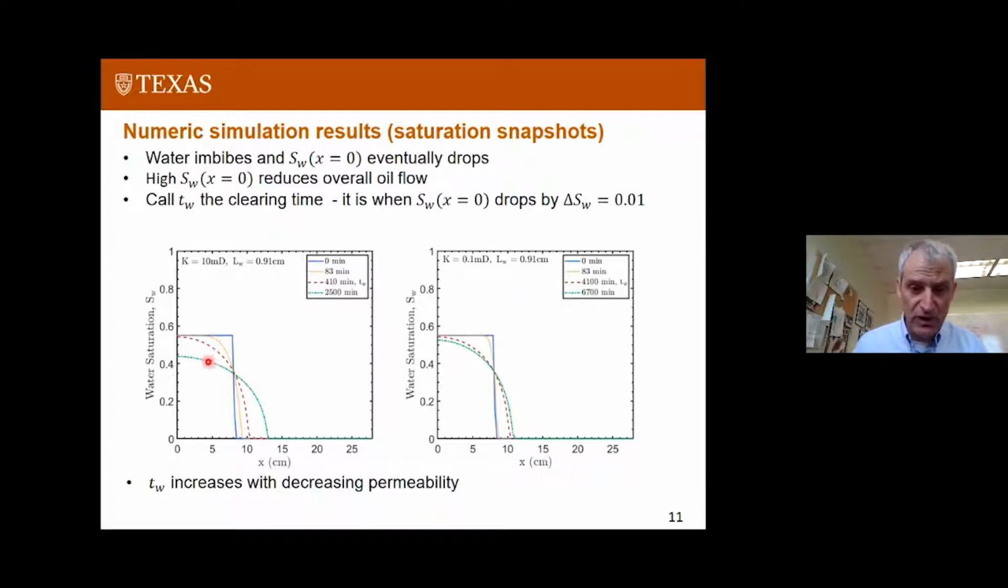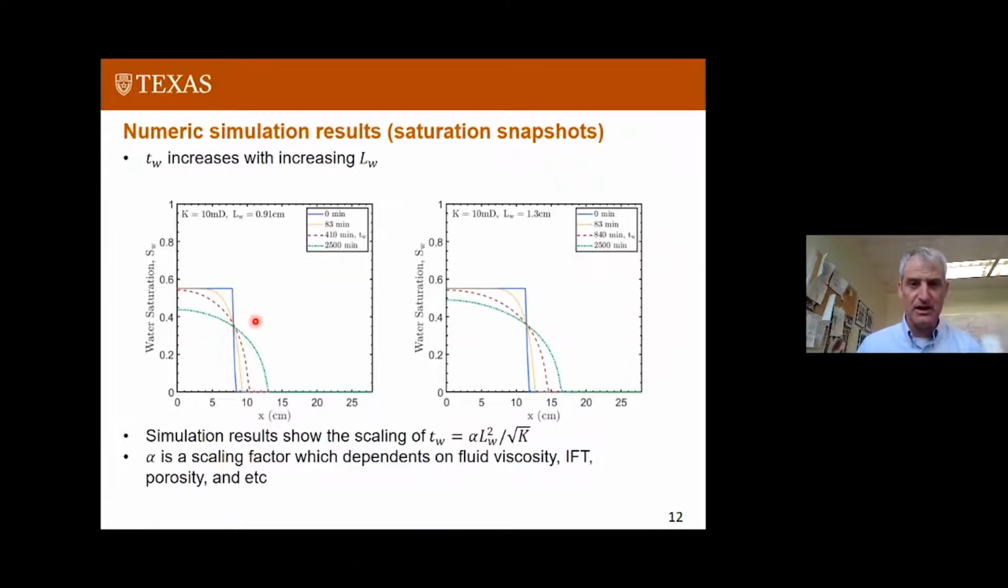And again, we're looking for this dashed red line when that first drops at the point here. Okay, from the numerical simulation, we can basically simulate that this scales in a certain direction. When you put in the math and you try to figure out the scaling, it's actually not that difficult. It's just a diffusivity. The scaling time should depend on the length of the water invasion squared and go inversely with the permeability.